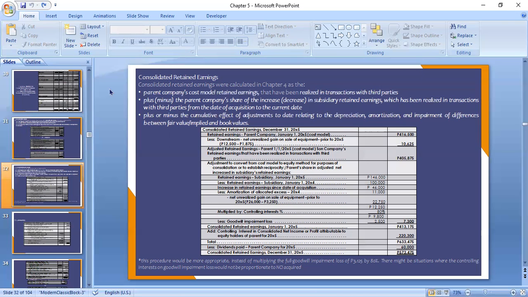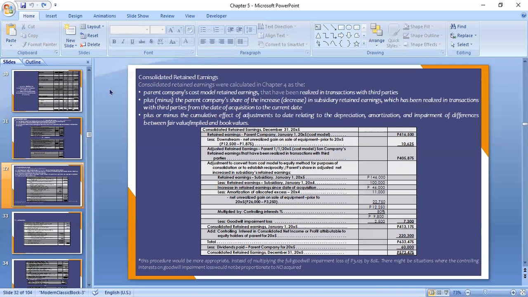And we now have the retained earnings that have been realized in transactions with third parties, because we have already deducted the net unrealized gain on sale of equipment between the parent and the subsidiary. Then we have the adjustments to convert from the cost model to the equity method for purposes of consolidation, or to establish reciprocity: the parent's share in the adjusted net increase in the subsidiary's retained earnings.